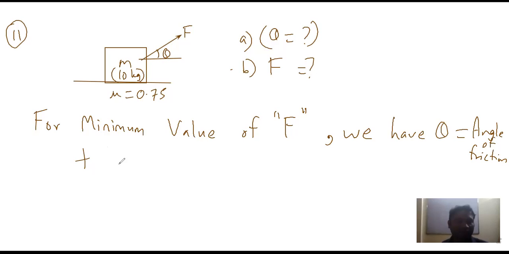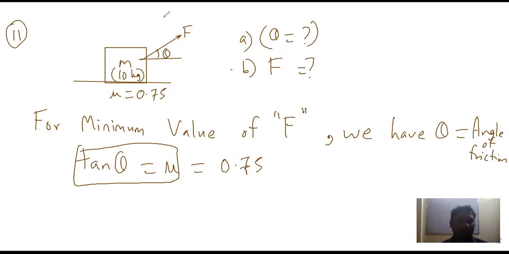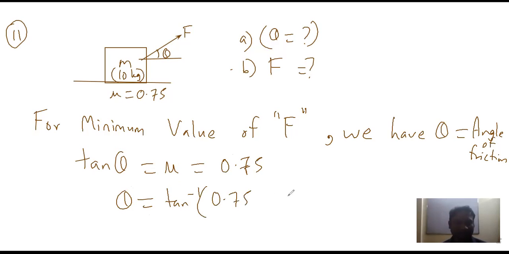So for angle of friction, tan theta, we know the formula for angle of friction. I think everyone knows this. Tan theta is mu. So mu is given as 0.75. This is our formula: tan theta is mu, and mu in the question is given as 0.75. So theta will be tan inverse of 0.75, which is nothing but 37. This is a standard angle we know. This is 37 degrees. So our answer will be 37 degrees.